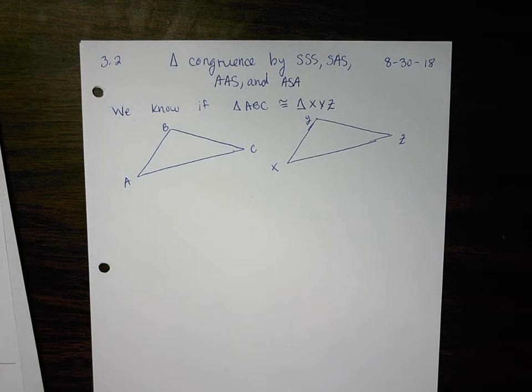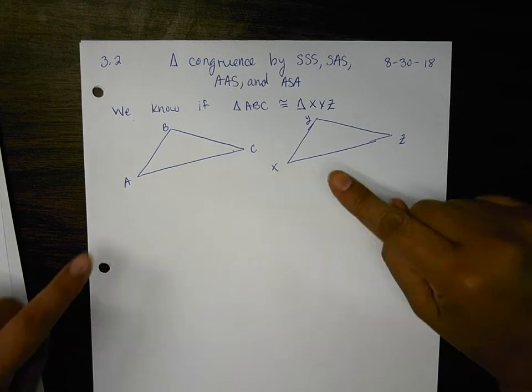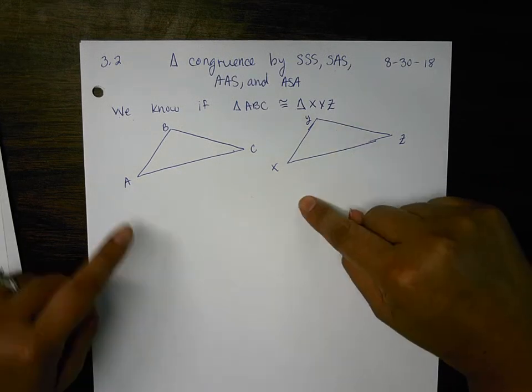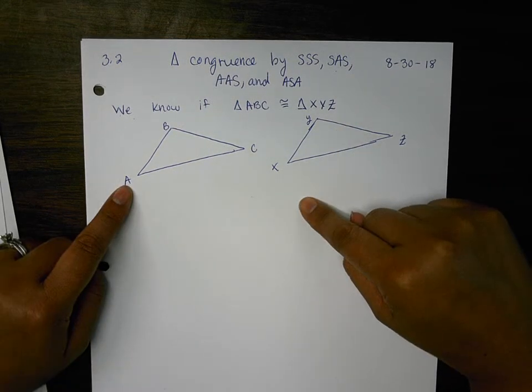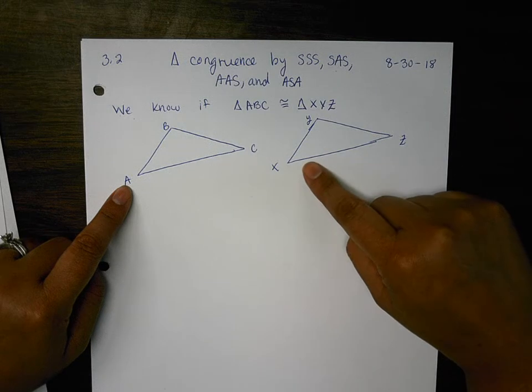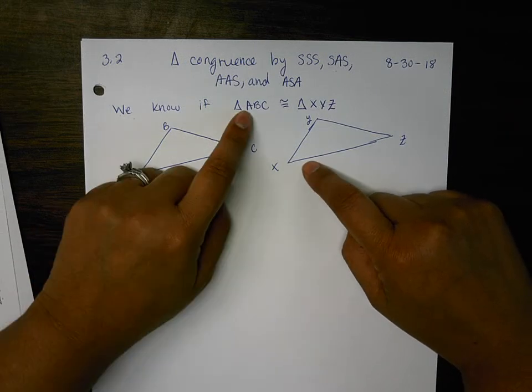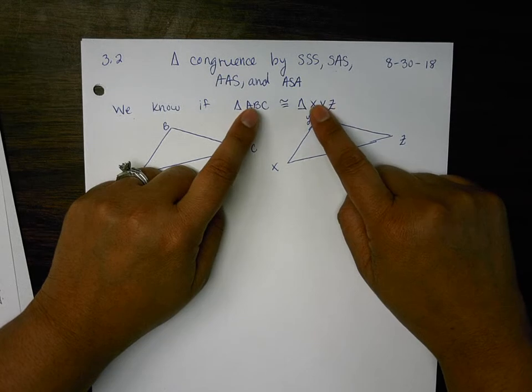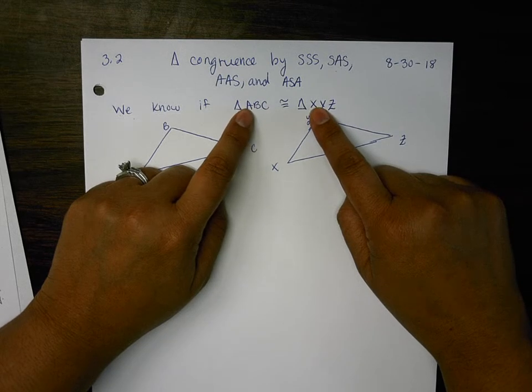They are what? They're congruent, they are equal, they are the same. What do we know about corresponding angles? For example, what would A's corresponding angle be? And how do we know? X. All right, how do we know that? Do you see the A is first and the X is first? That means those two angles are corresponding.